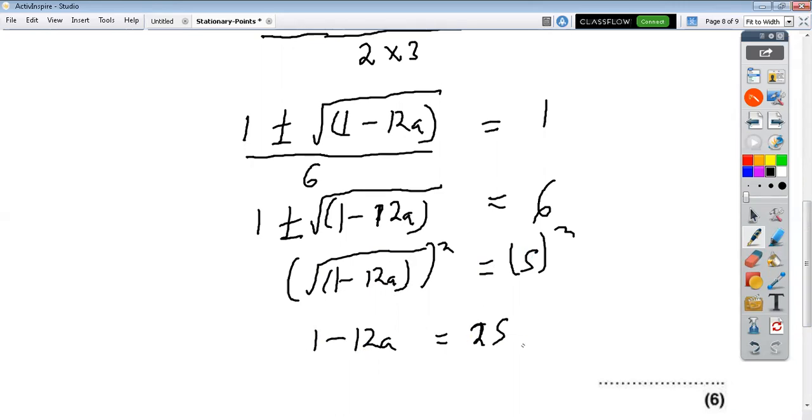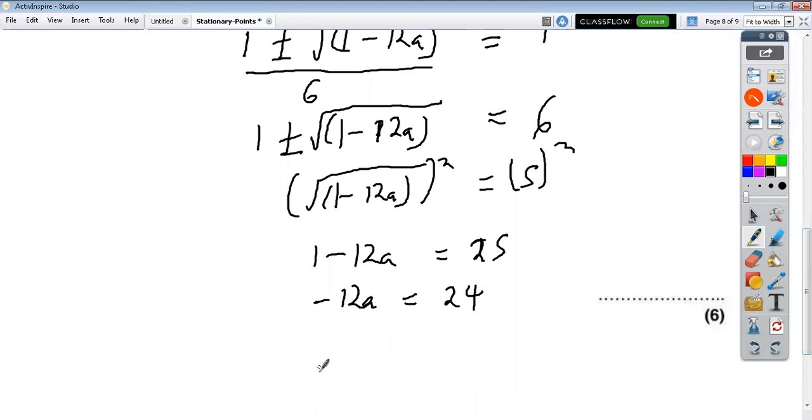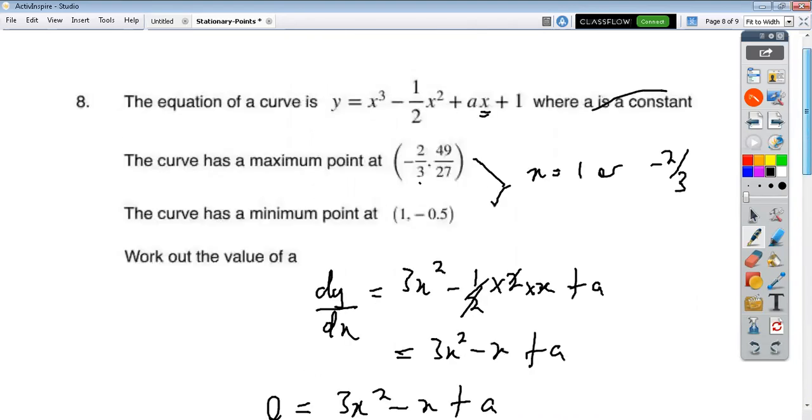So now I have 1 minus 12a is equal to 25. Move this to the other side. I'm sure your guess is correct: negative 12a is equal to 24. Then divide both sides, so 24 divided by minus 12, you get minus 2. Clear there? That a is equal to negative 2.